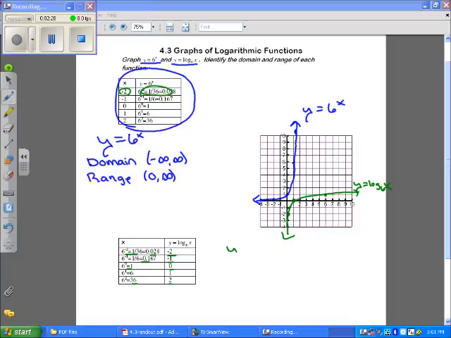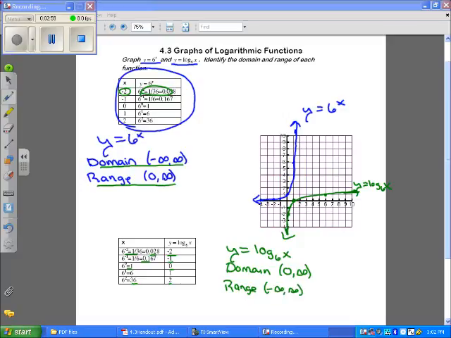So now we're going to look at y is equal to log base 6 of x. Okay, if you look at its domain, it starts at 0 and then it goes to infinity, which again is the range of the original function, which makes sense because they are inverses. And if we look at the range, it goes from negative infinity to positive infinity, which again is the domain of the original function, which was its inverse.